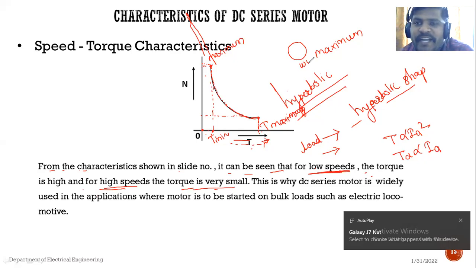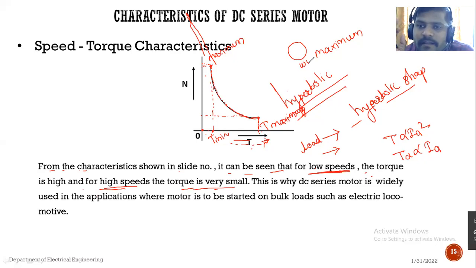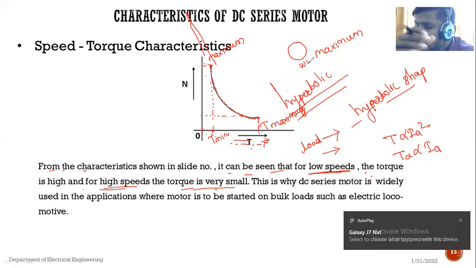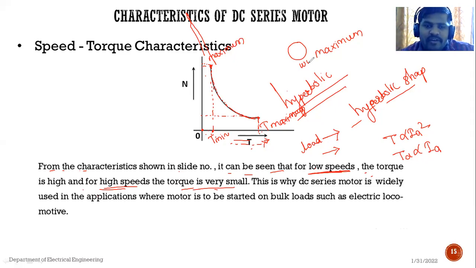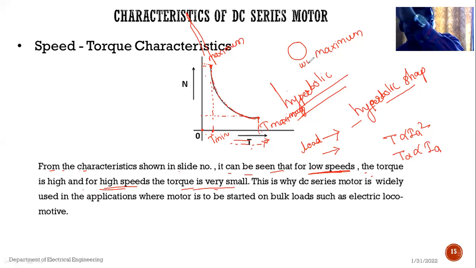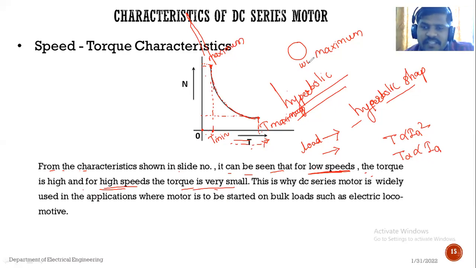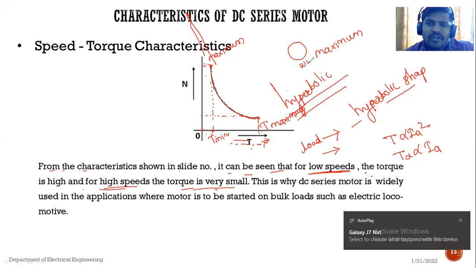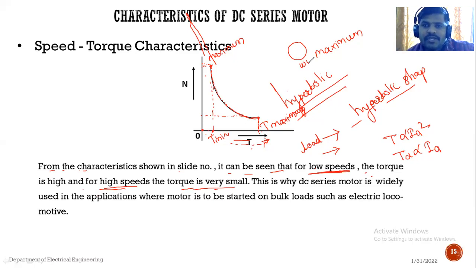Okay, so this is the speed torque characteristics. That means at a minimum value of torque, the speed of the DC series motor is obtained as a maximum, and at a maximum value of torque the speed of the DC series motor is minimum. This motor has a high starting torque, so it is generally used where a high starting torque requirement is there.